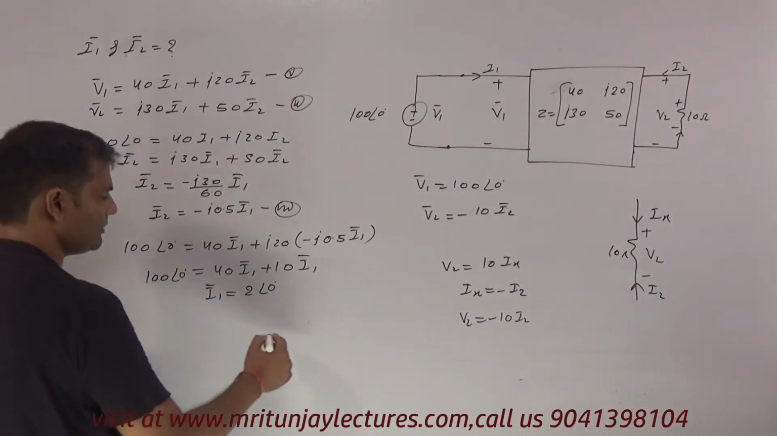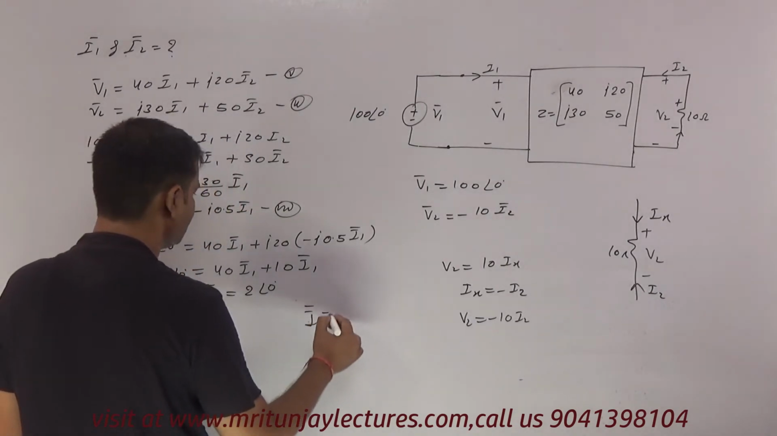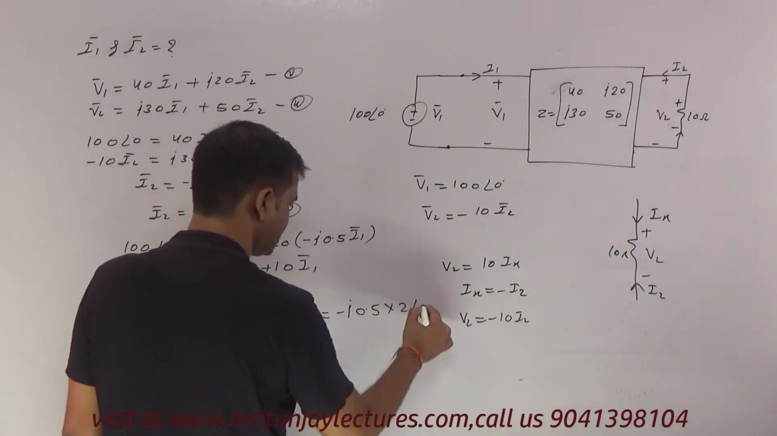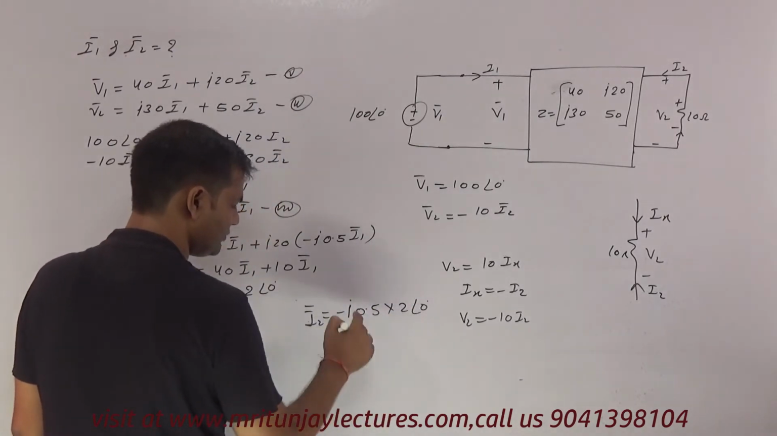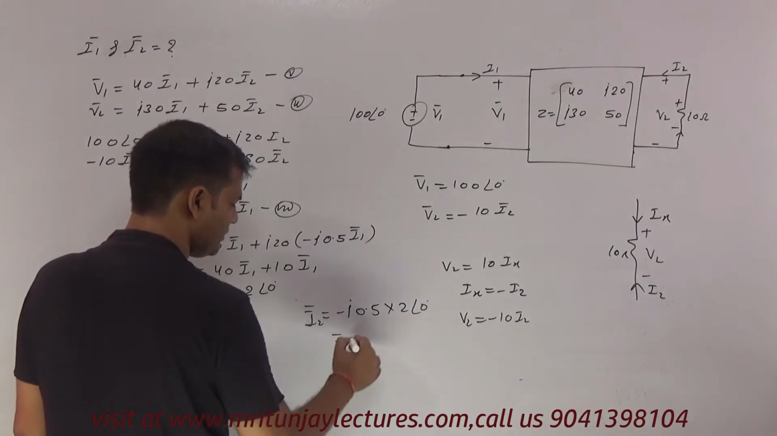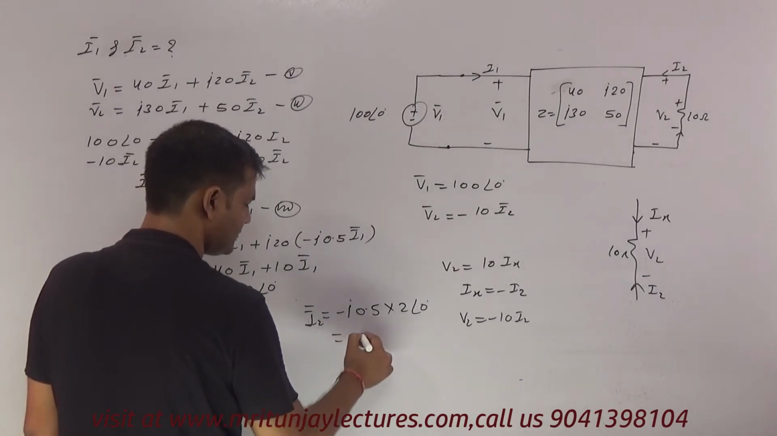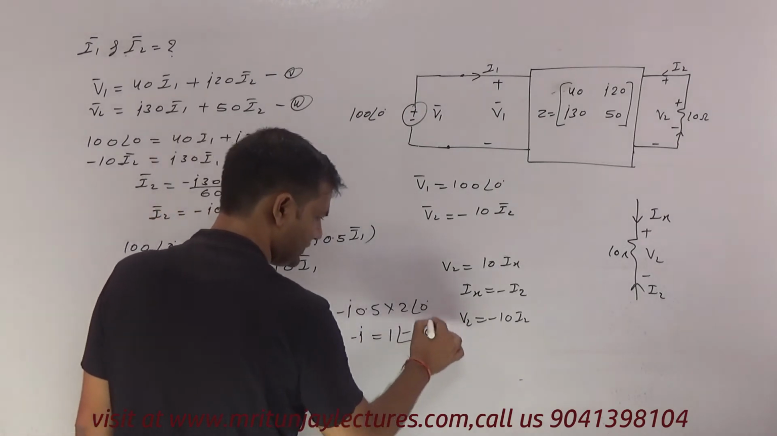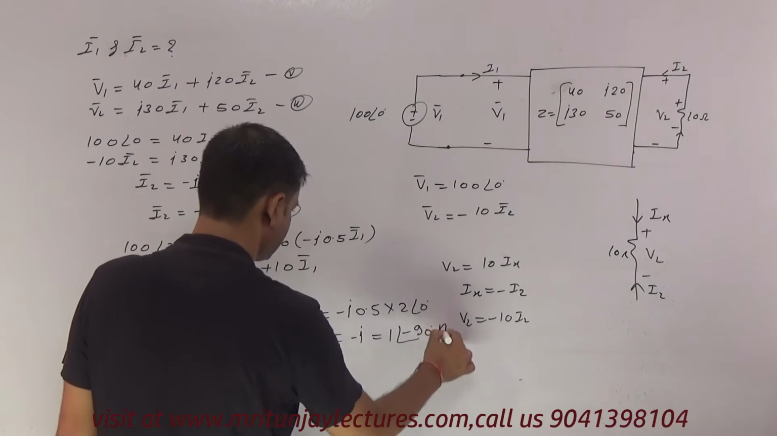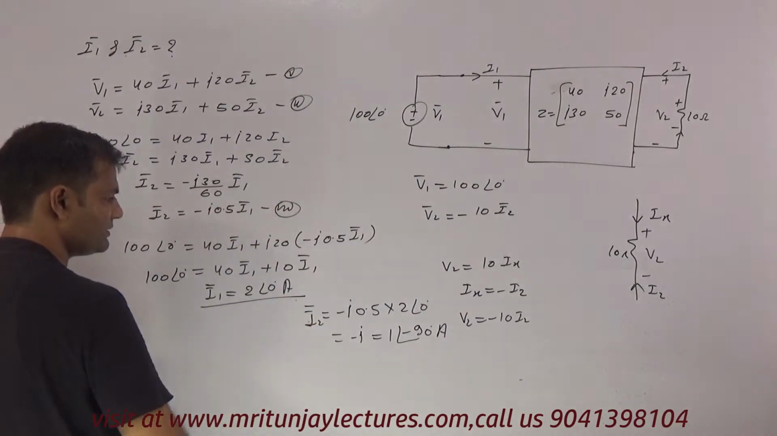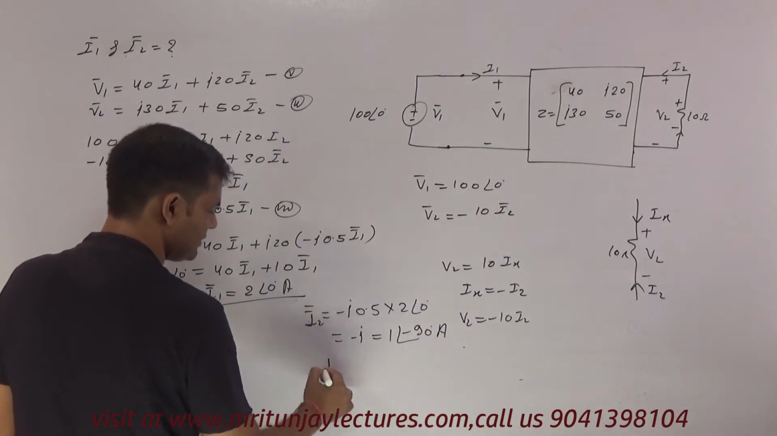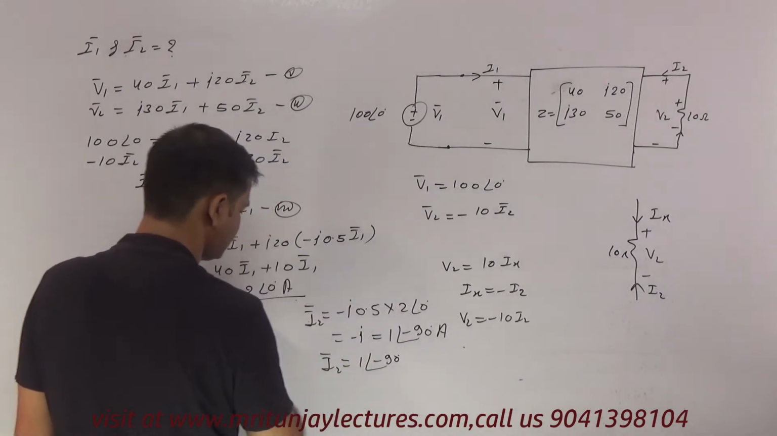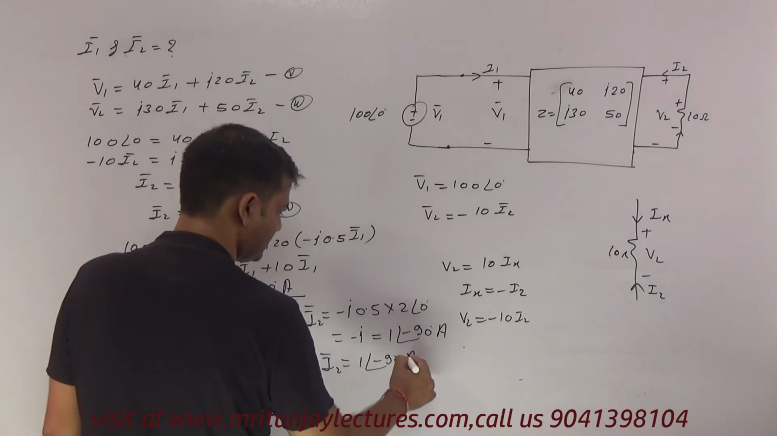Now what about I2? Finally I2 will equal minus j0.5 into 2 at the angle 0. Now 2 times 0.5 is 1, so minus j, it means 1 at the angle minus 90 degree ampere. So I1 is 2 at the angle 0, and I2 is 1 at the angle minus 90. Okay, so make it.